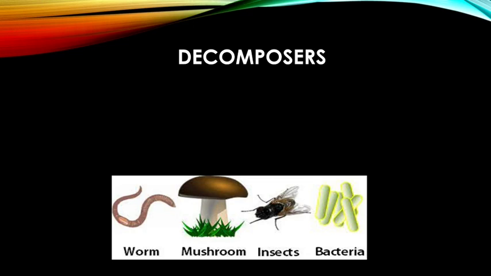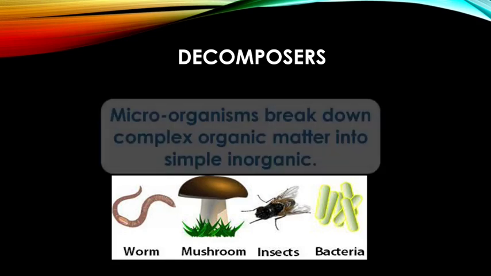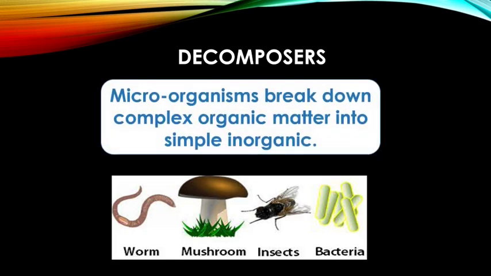Now let us discuss decomposers. Decomposers are those organisms which decompose the dead organic remains and convert them into simpler substances, like worms, earthworms, snails, mushrooms, insects, bacteria. All these microorganisms, along with macroorganisms like flies, mushrooms and worms, break down the complex organic matter found in the soil and convert it into simple inorganic matter.